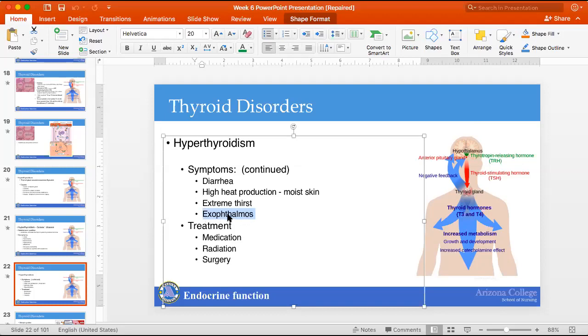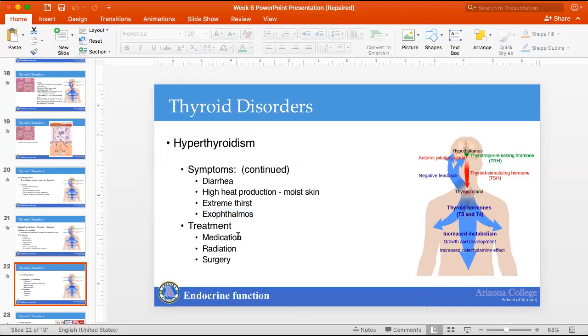Very distinct look. And if you saw someone who had this exophthalmos, most likely it's due to this hyperthyroidism. Treatment would be medication, radiation, and surgery. Surgery could be to try to remove the thyroid gland, or it could be specific to one of the conditions or one of the symptoms.